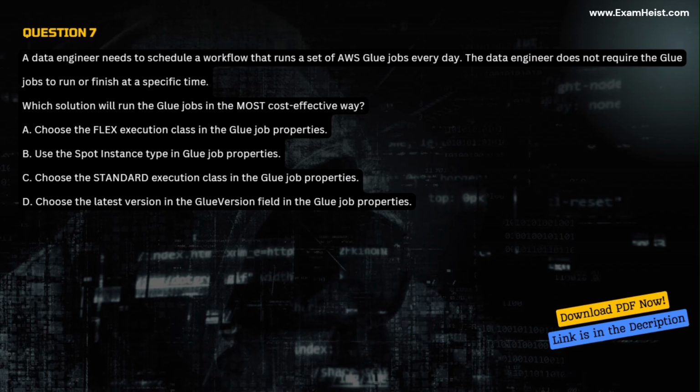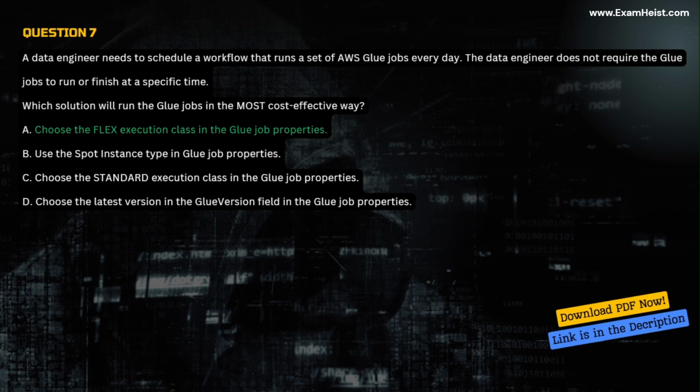A. Choose the Flex Execution class in the Glue job properties. B. Use the Spot instance type in Glue job properties. C. Choose the Standard Execution class in the Glue job properties. D. Choose the latest version in the Glue version field in the Glue job properties.